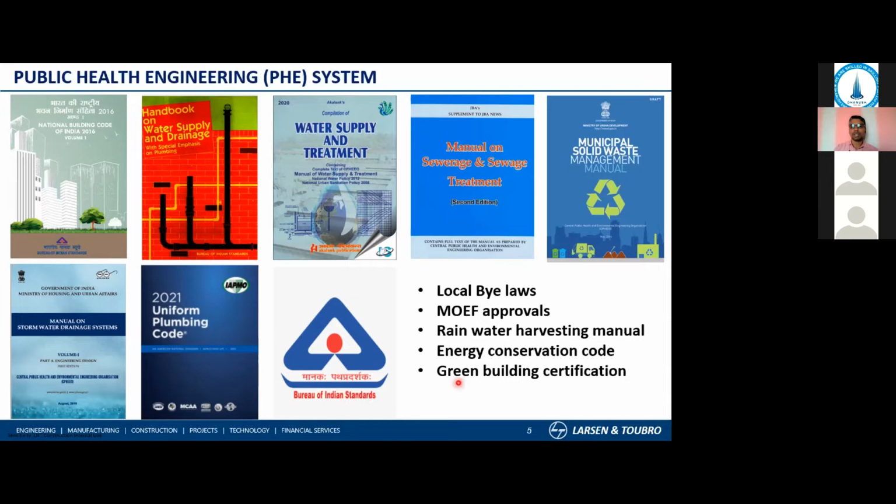In addition to this, with respect to locations, we have to follow the local bylaws, some of the MOEF approvals, and the rainwater harvesting manuals released separately by the Central Water Board. And then we have the Energy Conservation Code. Yes, of course, we also work for Green Building Certification.